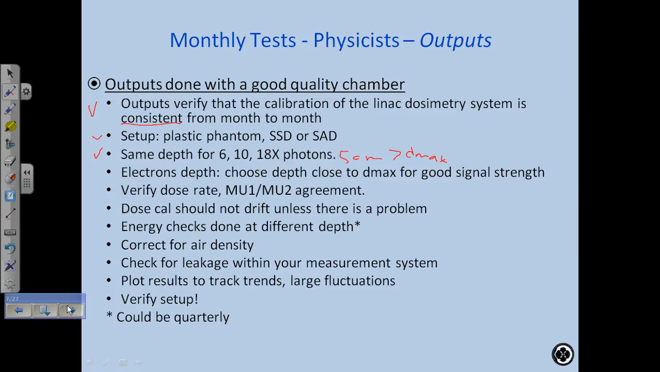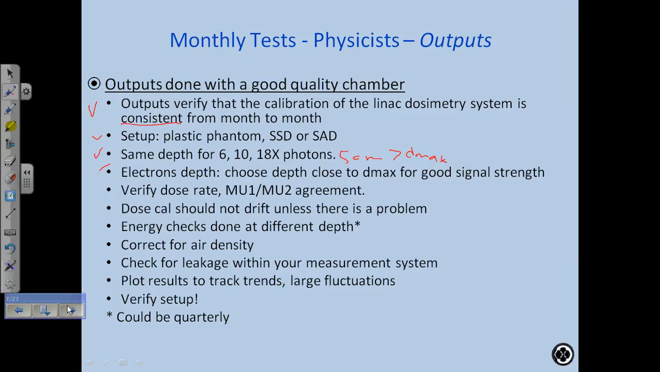good signal strength. Okay. So for electrons, I will have different depths, like the 6 MeV has a Dmax of like 1.2. But then the 9s, 12s, the other ones, they're above 2. So I'll usually use a thin piece for 6 to get a good signal, and then I'll go in and change it up to 2 cm for all the others.